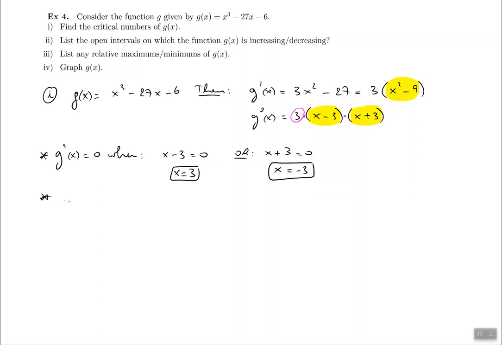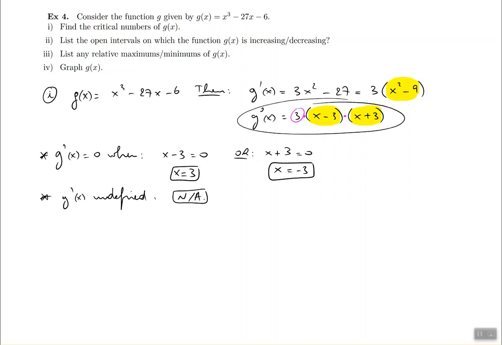And now the question is, what makes g prime of x undefined? And again, the answer is no possible answer in this case, because there's no denominator in my g prime of x, so there's nothing that makes it undefined. So that's pretty much the end of part 1. We just found the critical numbers. Part 2 says, tell me the places where the function is increasing and decreasing.